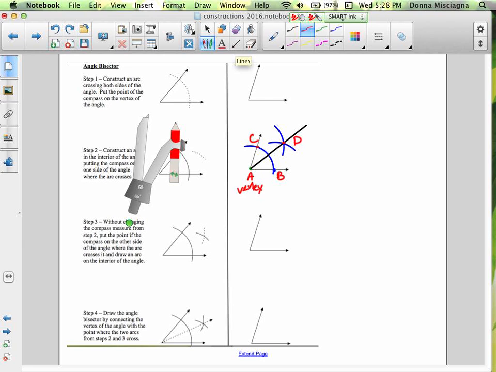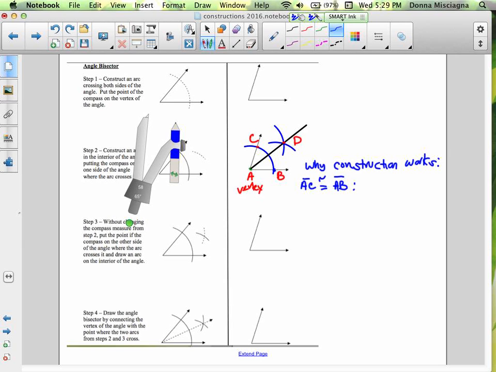Right? So let's write down some things that are true. We know that AC is congruent to AB. And how do we know that? So this is why it works. Why the construction works. Why that's the angle bisector.